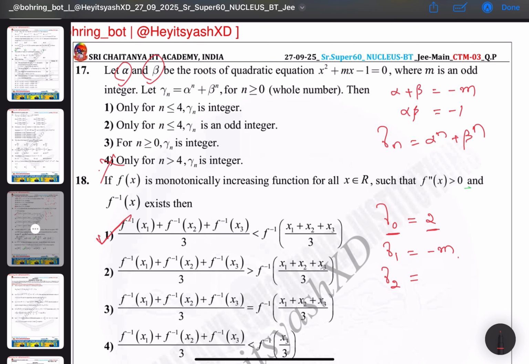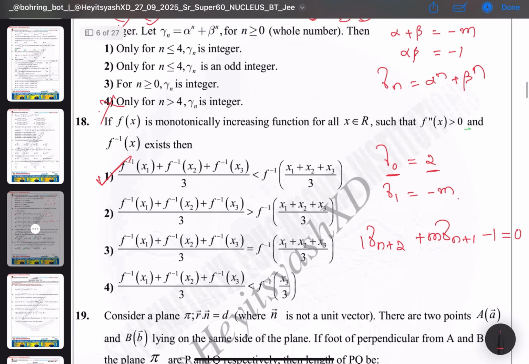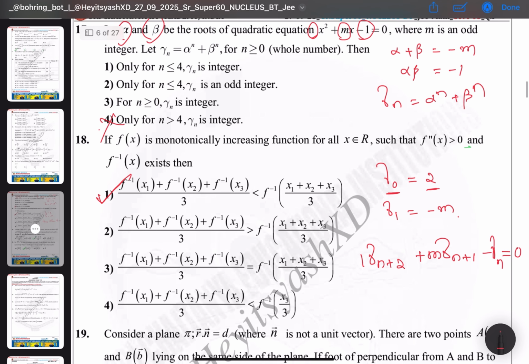Gamma 2 will be, okay. So now what we have to do, so we know Newton's formula here. We can apply Newton's formula. All right. So the coefficients of the quadratic equation are 1, m and minus 1. So 1 gamma of n plus 2 plus m gamma of n plus 1 minus 1 gamma of n should be equal to 0.